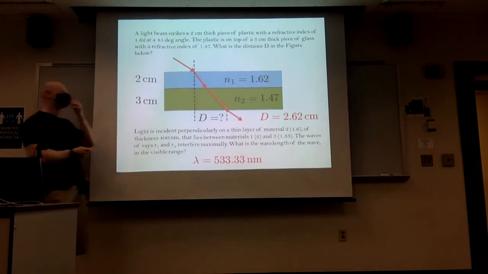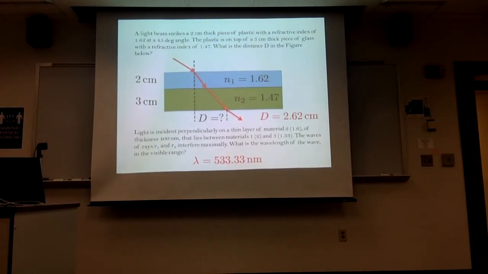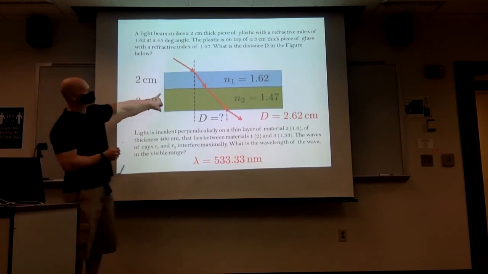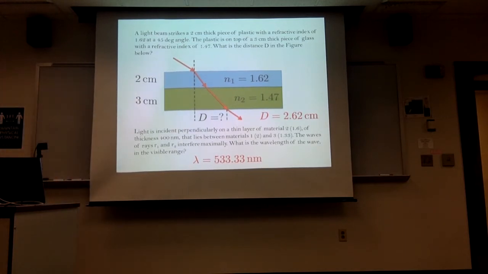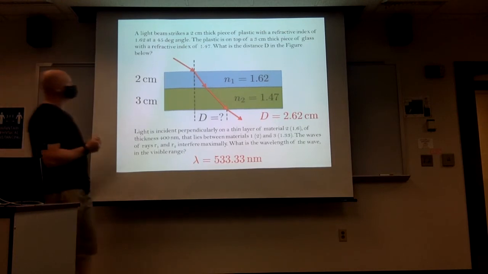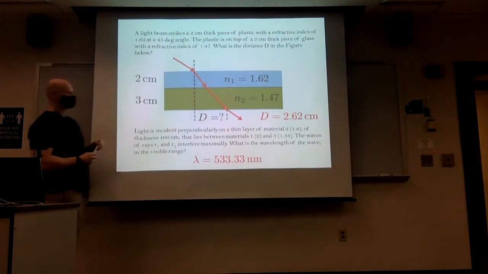Remember, our angle is always the angle relative to the normal. Even though 45 is the same as the horizontal in this case, it's always relative to the normal. The plastic is then on top of a 3 centimeter thick piece of glass whose index of refraction we're taking as 1.47. So what then is the distance d that the light emerges after it has passed through the glass?